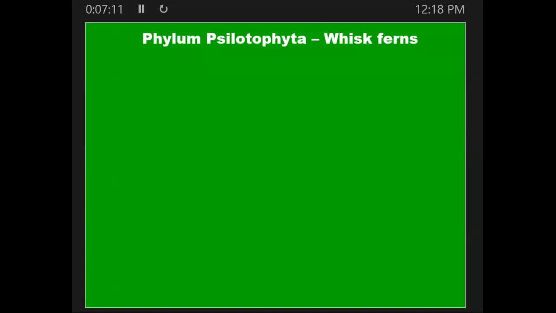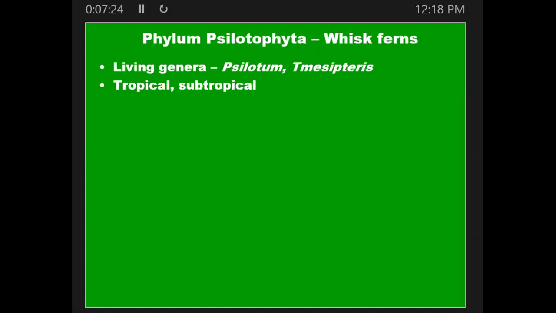So the P is silent, phylum Psilotophyta, and there's only 2 living genera right now. Everything else has gone extinct. So Psilotum and Tmesipteris, the T is silent on that one too. Tmesipteris and Psilotum. Don't see them around here. We have one plant in the greenhouse that I think is still living. They're difficult to buy as well. They're super expensive for some reason right now. There just must not be a lot of them available.